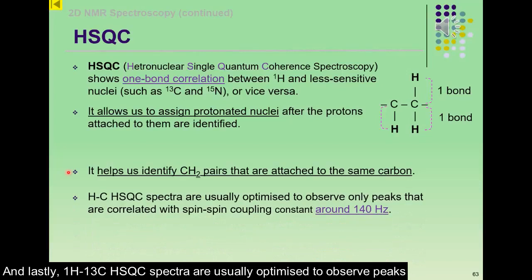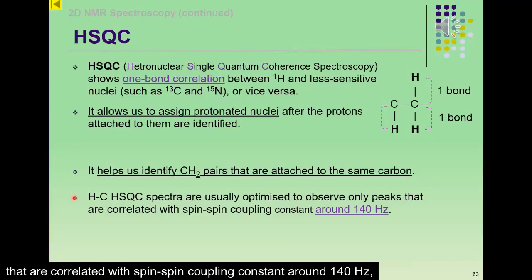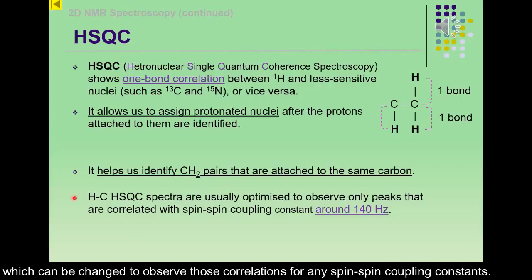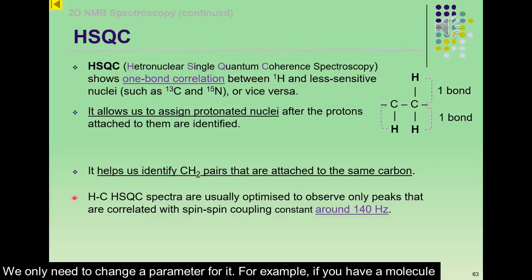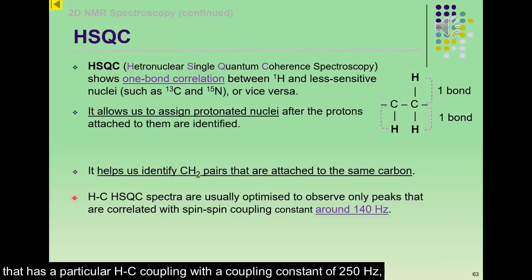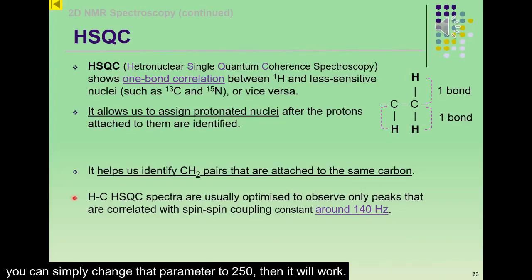And lastly, 1H-13C HSQC spectra are usually optimized to observe peaks that are correlated with a spin-spin coupling constant around 140 Hz, which can be changed to observe those correlations for any spin-spin coupling constant. We only need to change a parameter for it. For example, if you have a molecule that has a particular H-C coupling with a coupling constant of 250 Hz, we simply change that parameter to 250, then it will work.